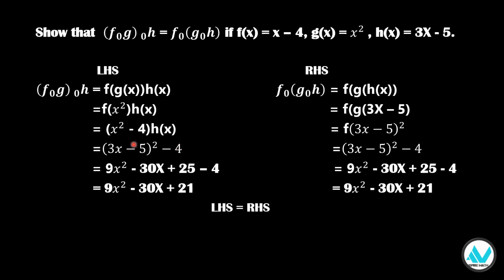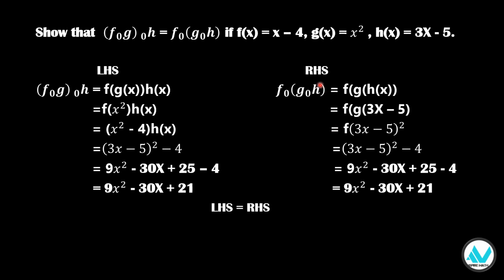Now use the identity a minus b the whole square. So 9x square minus 30x plus 25 minus 4. On further simplification, I get 9x square minus 30x plus 21. This is my LHS. Now come to the RHS.